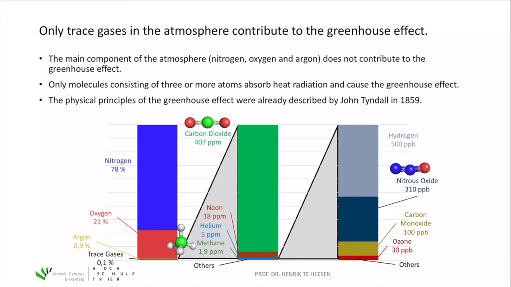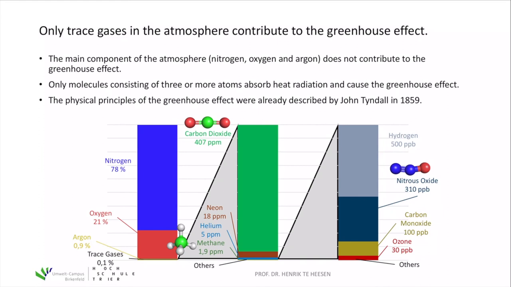We have nitrous oxide with a concentration of 310 ppb. And then other molecules like carbon monoxide. And then finally, also an important greenhouse gas is ozone, with a concentration of about 30 ppb on average, so long-term average. And of course, it's a spatial average.